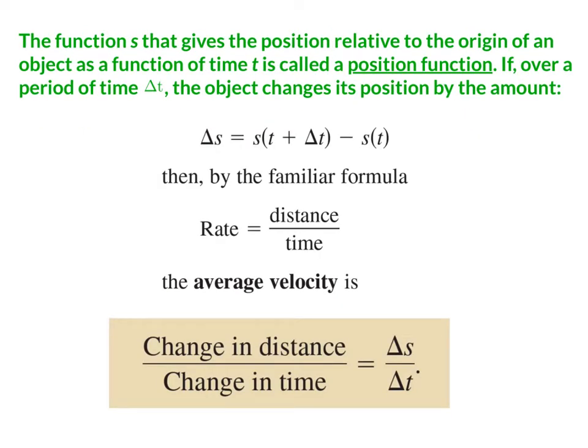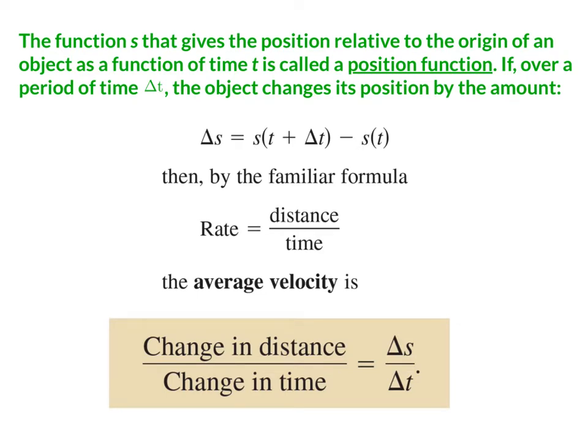Now, in calculus terms, let's say I have an object and it starts somewhere, the origin, and it's going to move its position over time. I can write a function for how that object moves in terms of time, and I'm going to call that function s. It gives the position relative to the origin, or where it starts, of an object as a function of time t. That's called the position function. So if, over a certain amount of time, as time changes, and we use delta t to represent that, the object is going to change its position, we use delta s to represent the object's position change. So I represent it by this formula.